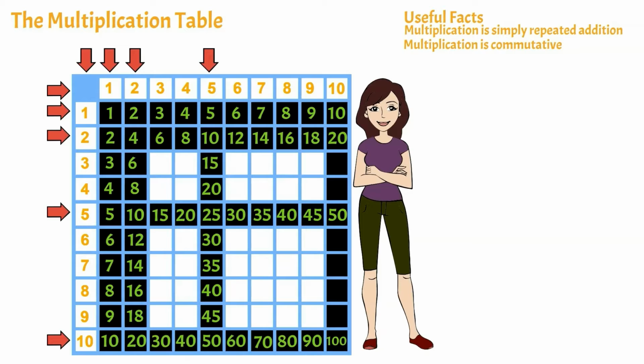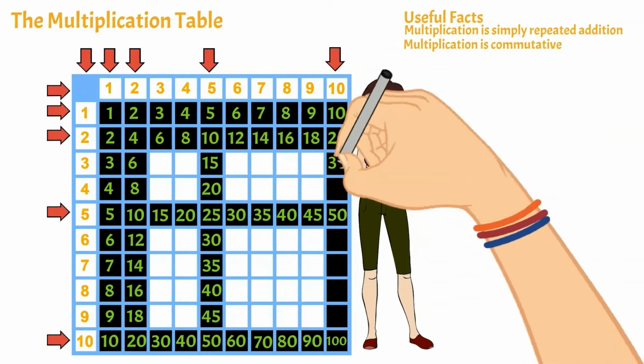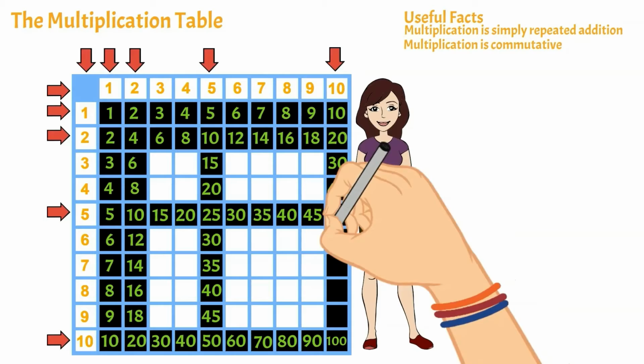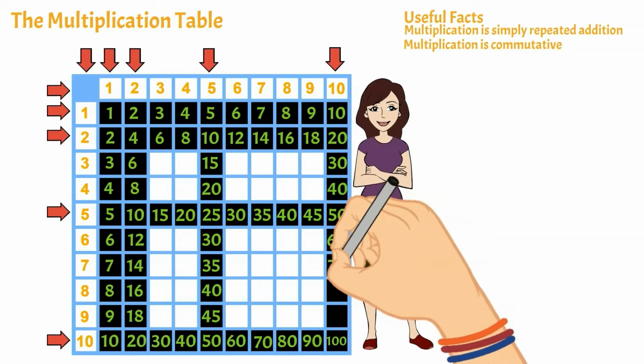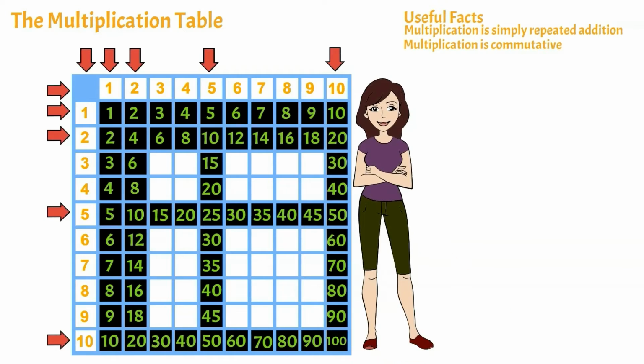If we do the other way around, it will give us the same answers. So here, we will also have 30, 40, 50, 60, 70, 80, 90, 100. Multiplication by 10 is simply multiplication by 1 and adding 0 to the product. Multiplication by 10 is as easy as counting in tens.